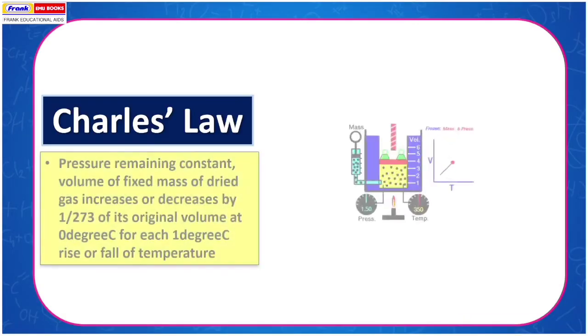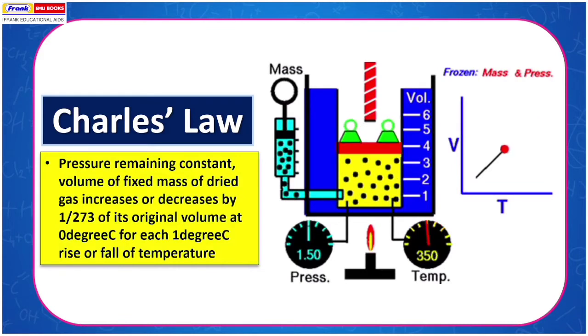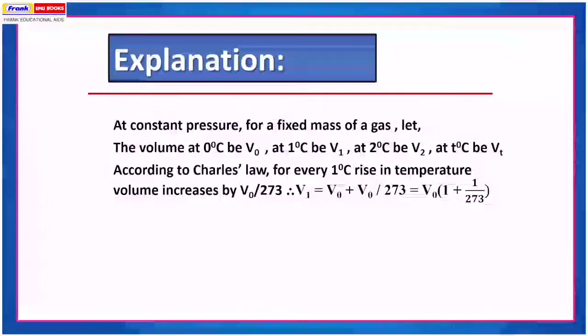Charles' law. Pressure remaining constant, volume of fixed mass of dry gas increases or decreases by 1 by 273 of its original volume at 0 degrees Celsius for each 1 degree Celsius rise or fall of temperature. At constant pressure, for a fixed mass of gas, let the volume at 0 degrees Celsius be V0, at 1 degree Celsius be V1, at 2 degrees Celsius be V2, at T degrees Celsius be Vt.